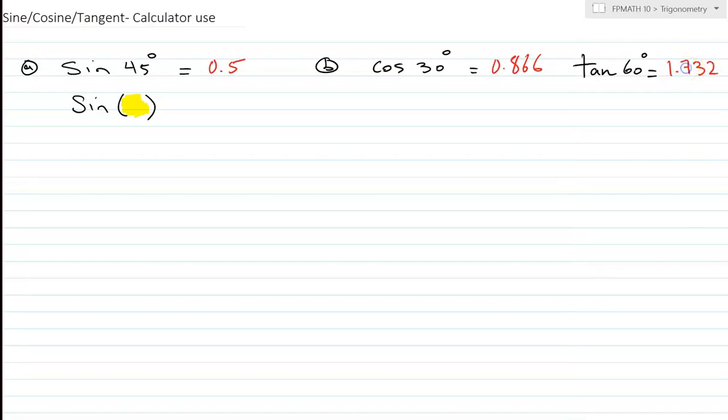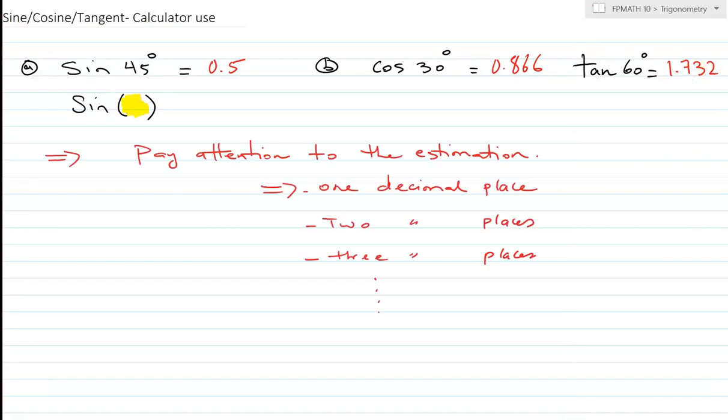Great. One of the things you need to pay attention to as you learn trigonometry, because later on in different courses you're going to use this, especially in physics and other courses, is the estimation. When you're doing the estimation, if it says one decimal place, you need to truncate that number and round it to the one decimal place, or two or three or four, whatever that is.